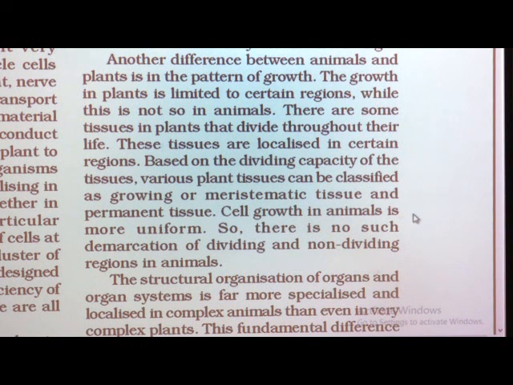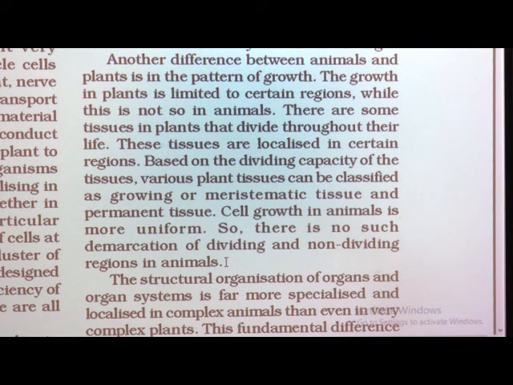Now, cell growth in animals is more uniform. So, there is no such demarcation of dividing and non-dividing regions in animals. In animals we find the similar type of cell growth. It is uniform, and that is why there are no regions where at some region there are dividing tissues and at some region there are non-dividing tissues. It is not found in the animals like that.